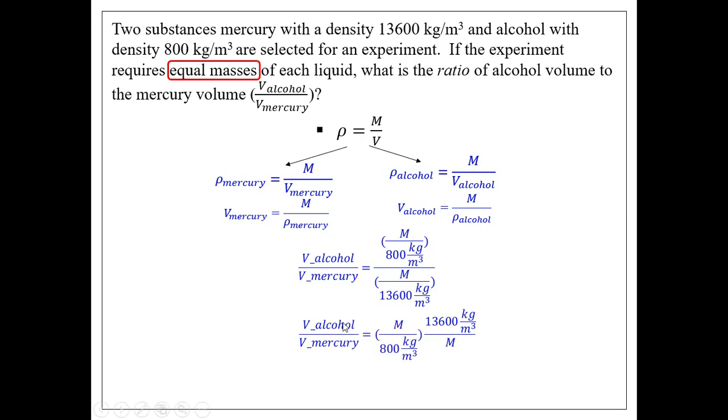So here I kept the left side the same because that's the ratio that I want. It wants V alcohol over V mercury. So the left side stays the same. The top fraction gets brought down, and then the bottom fraction gets flipped because you multiply by the reciprocal. So as you can see here, there's an m in the numerator, there's an m in the denominator, so that'll cancel out. Therefore, really, you're left with just 13,600 divided by 800, which will reduce down to 17 over 1. So the answer here is just 17 over 1. So the ratio for the volume of alcohol over the volume of mercury is 17 over 1.